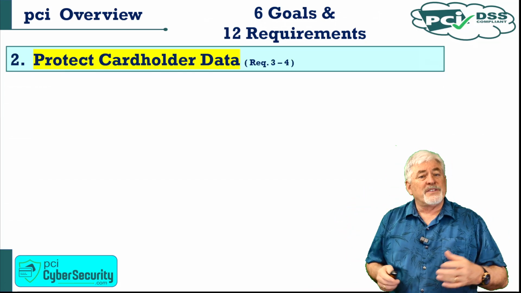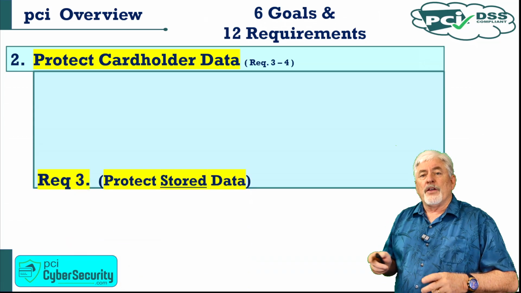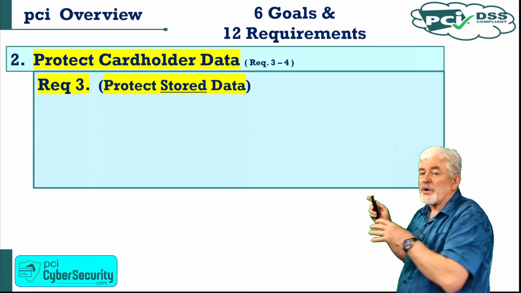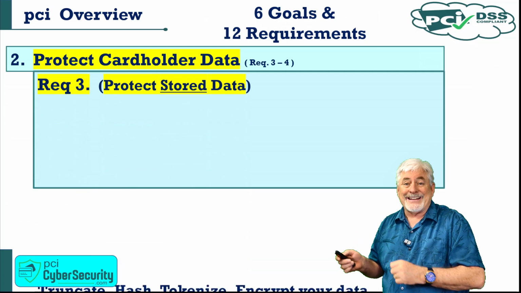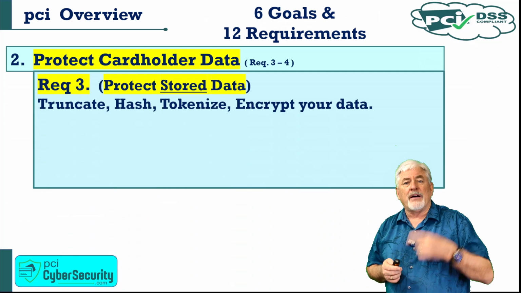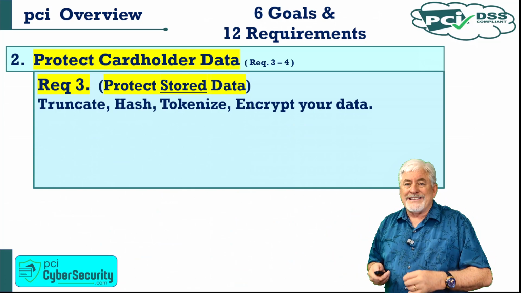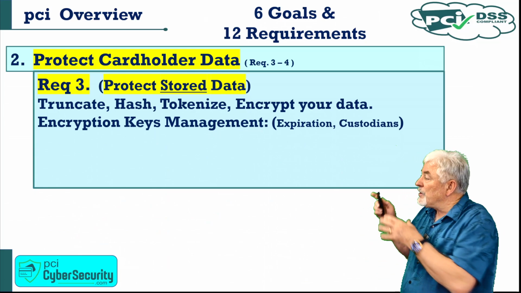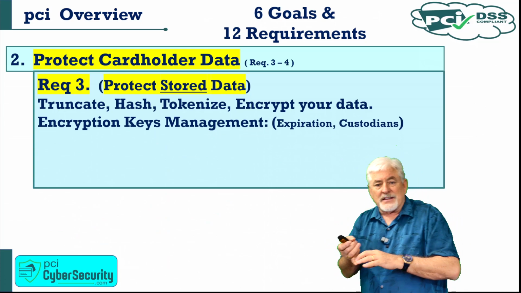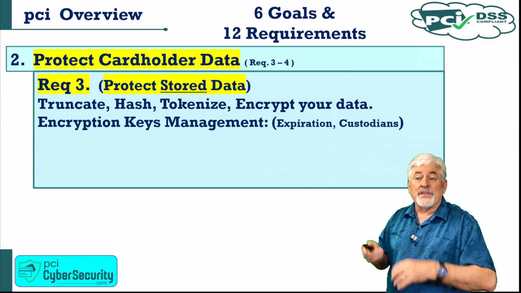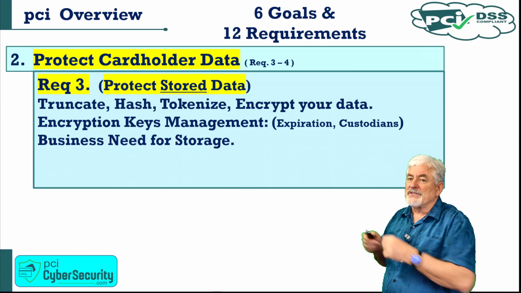The second goal, protect cardholder data, again has 2 requirements, requirements 3 and 4. The third requirement is to protect stored data. So if you're going to, again, memorize something short, it's protect stored data. That's what requirement 3 is about. So we're going to talk about truncating, hashing, tokenizing, or encrypting your data. We're also going to talk about encryption key management. So when do these keys expire, and when they expire, how do we deal with them, etc.? Who are the custodians?